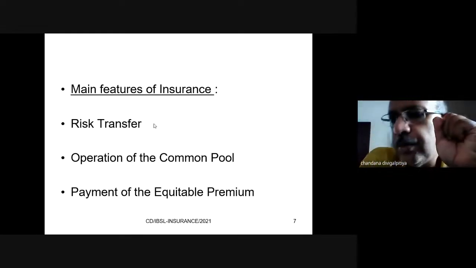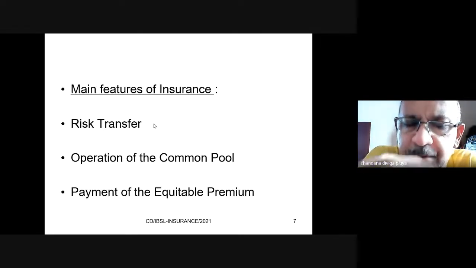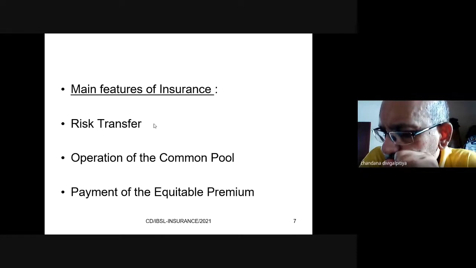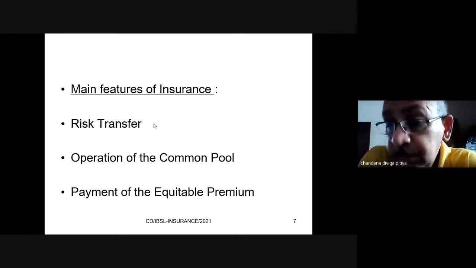Full stop. In a motor policy, it means an accident to the insured, the vehicle itself, and to the third party property or the third party itself.